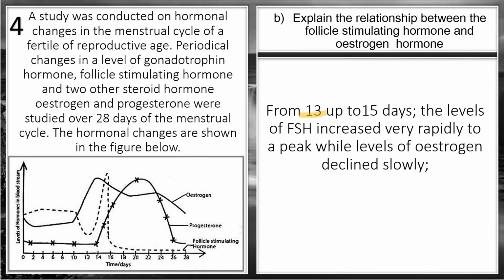Then from the 13th to the 15th day, the level of follicle-stimulating hormone increased very rapidly up to the peak, while the level of estrogen declined slowly. During that period, you can see as the follicle-stimulating hormone is rising very fast, the level of estrogen is declining very slowly.